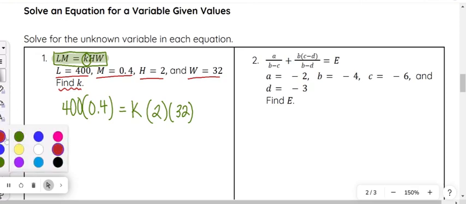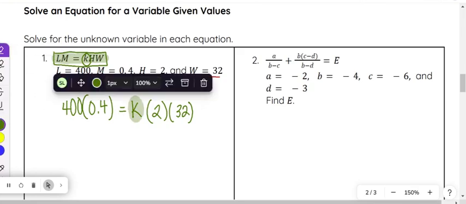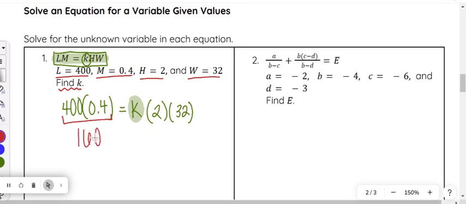So that's the first step: always plug in all the values that you have, because then you should only have one variable left, and our goal is to get this variable by itself. Following our order of operations, once we get it simplified, we'll use our inverse operations to get k by itself. First we do 400 times 0.4. If you do 400 times 0.4, you get 160.